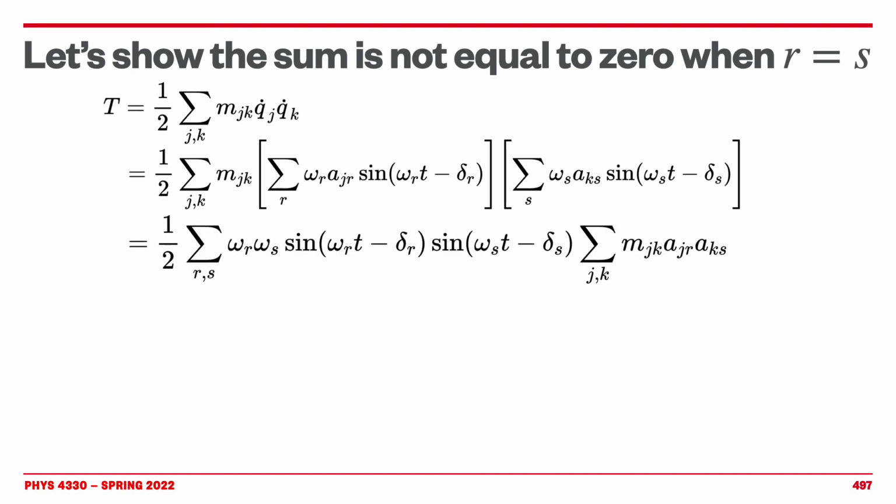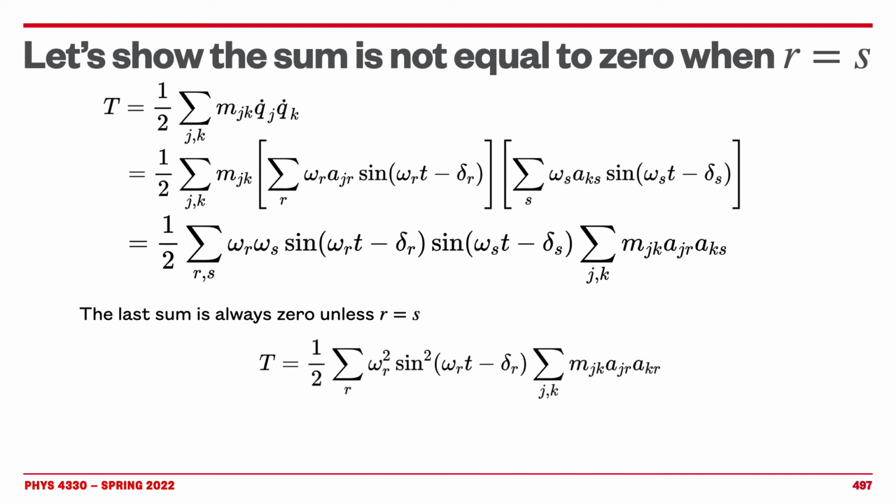We just demonstrated that the last term, the sum over j k, is equal to 0 if R is not equal to S. So the contribution to T will only be non-zero if R and S are the same, because if R and S are different, then that contribution is 0, since there is a term that's equal to 0. That means, in other words, that the kinetic energy can be written this way. We can drop all the cases where R is not equal to S.